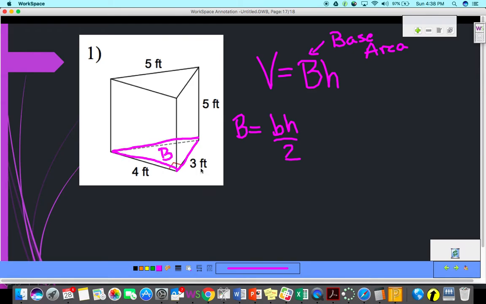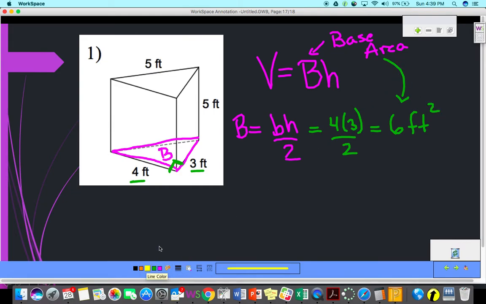So looking at my triangle here, I know that a right angle connects the base and the height of a triangle, so I'm going to use these two numbers here. 4 times 3 divided by 2 gives me 6 feet squared. That's the base area. 6 feet squared. That's why it's feet squared, because it is area.